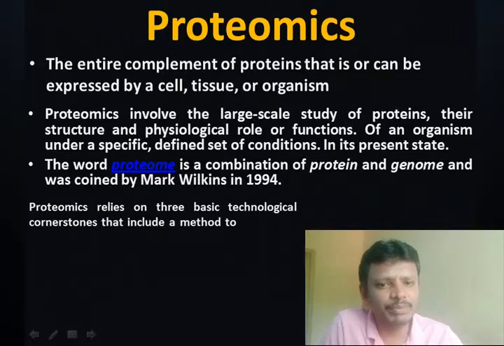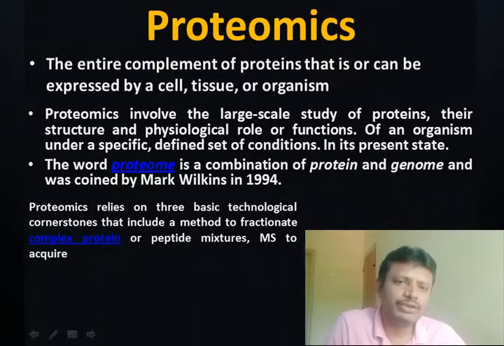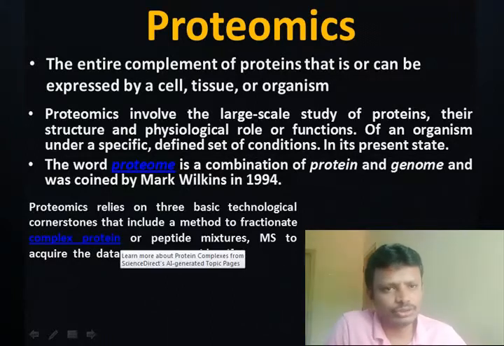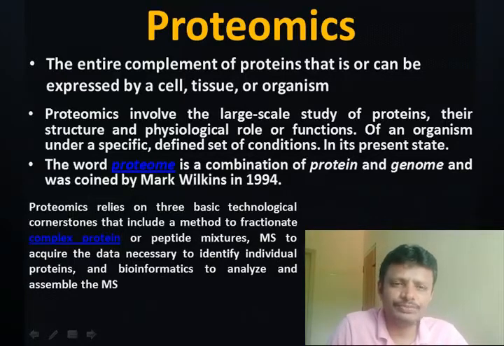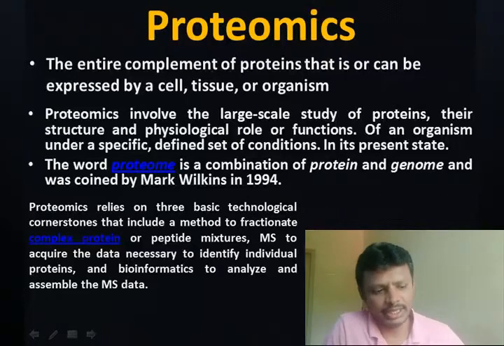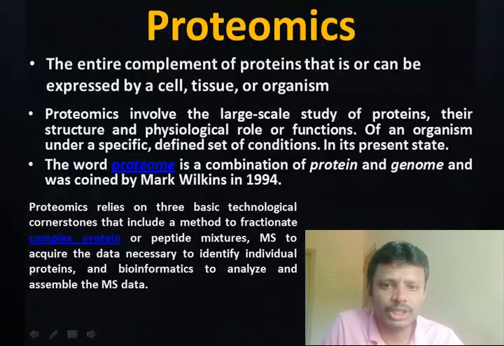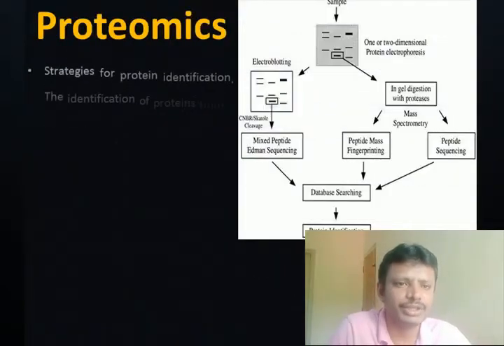Proteomics relies on three basic technologies which are the cornerstone. First, a method to fractionate, which is very important. We have to collect the complex protein or peptide mixture. Then we have to run it through mass spec to acquire the data necessary to identify individual proteins. Next, we use bioinformatics tools to analyze and assemble these mass spec data and finalize the structure of the protein. So proteomics follows these strategies, or you can say steps.